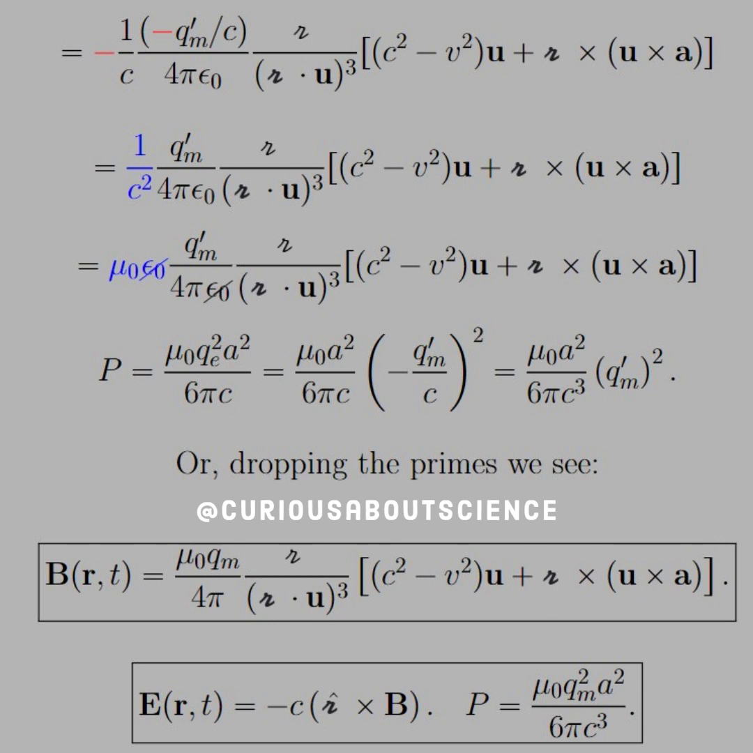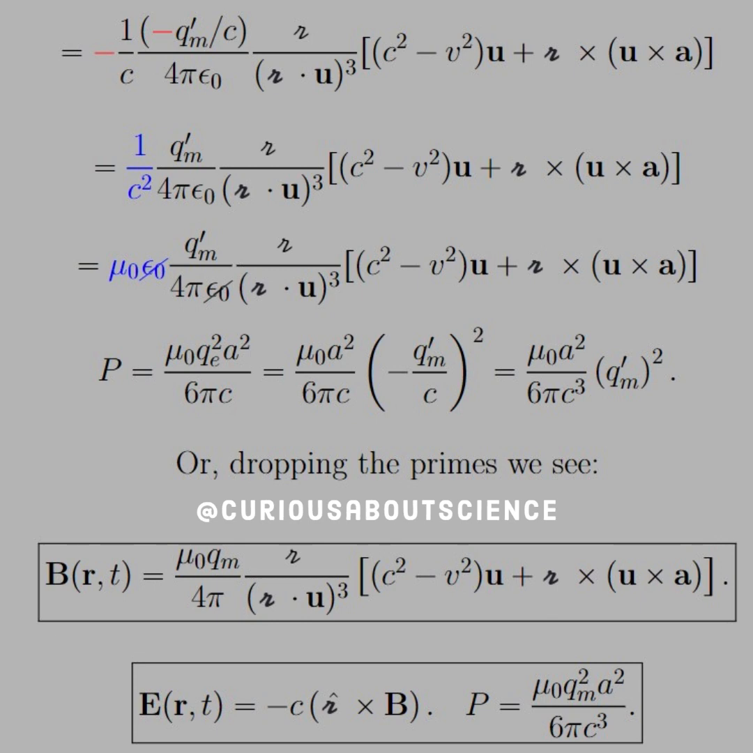That's pretty cool, can't lie, pretty cool. Now what we can say is that the power radiated, we had before, was mu naught QE squared A squared over 6 pi C. But we know that QE can be modified to QM prime over C with the negative, but since it's squared, we don't really need to worry. So our power formula gets modified to mu naught A squared over 6 pi C cubed instead of C, and then QM squared. Again, that makes sense for the magnetic fields doing what they do with that 1 over C factor.